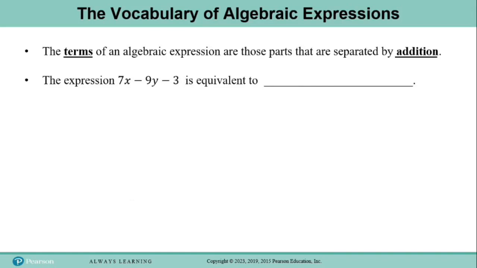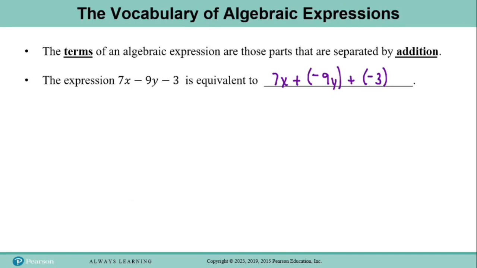So we would restate this in addition form as 7x plus negative 9y plus negative 3. You can always replace a minus sign with a plus negative. Notice that because I did that, I put the term in parentheses so that I didn't have a plus and what looks like a minus right next to each other. The parentheses help me notice that this is a negative sign. So now it says 7x plus negative 9y plus negative 3.